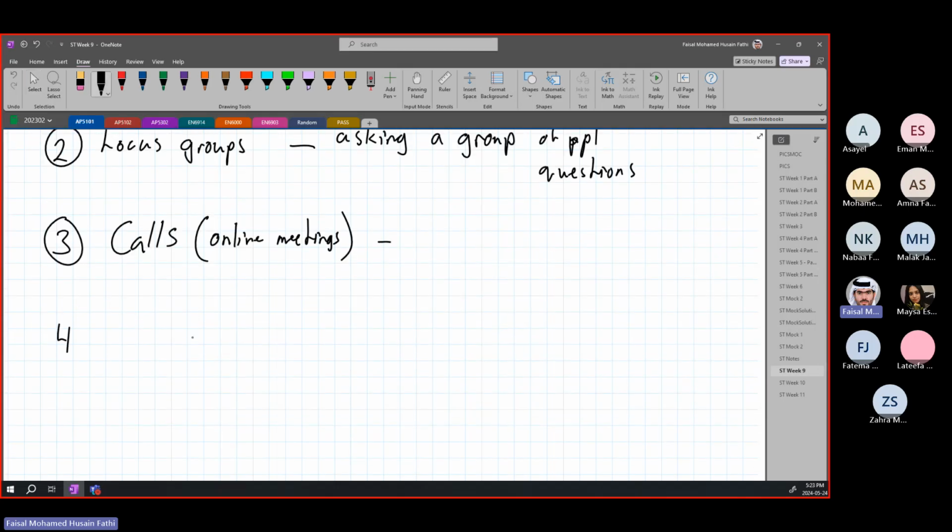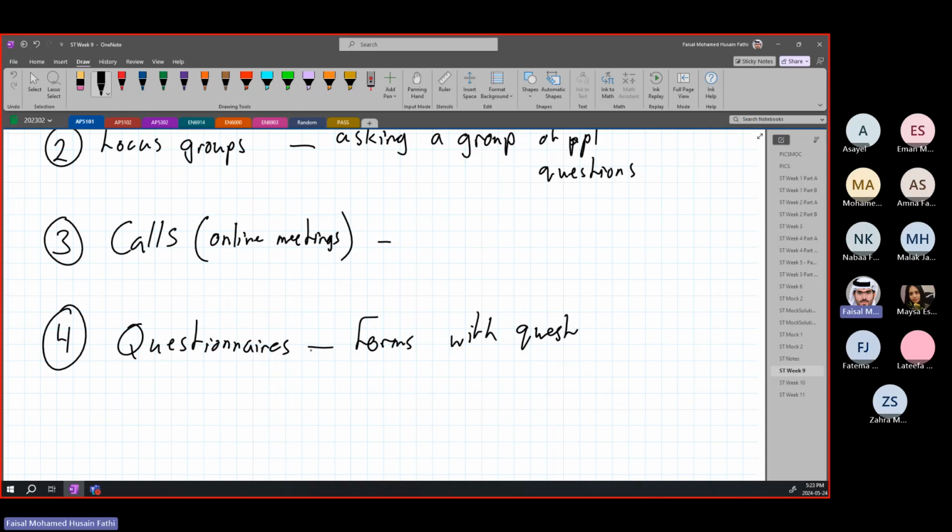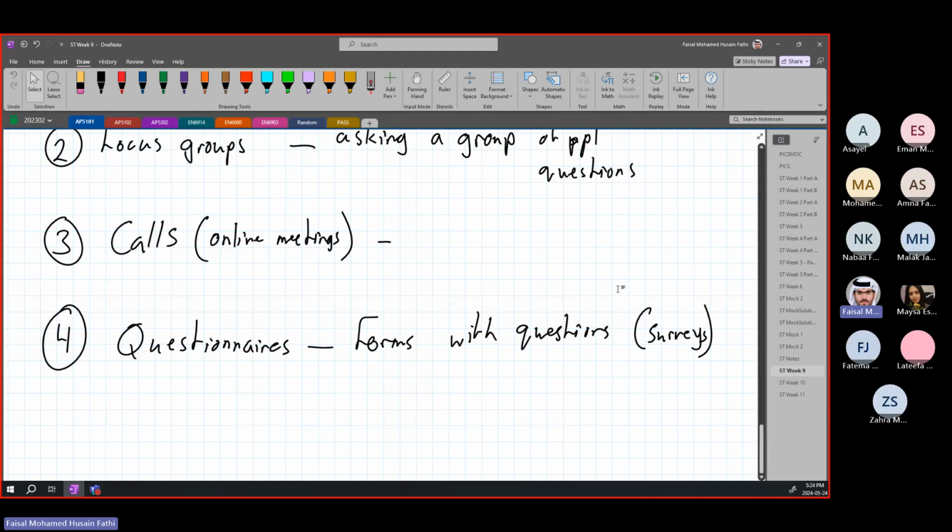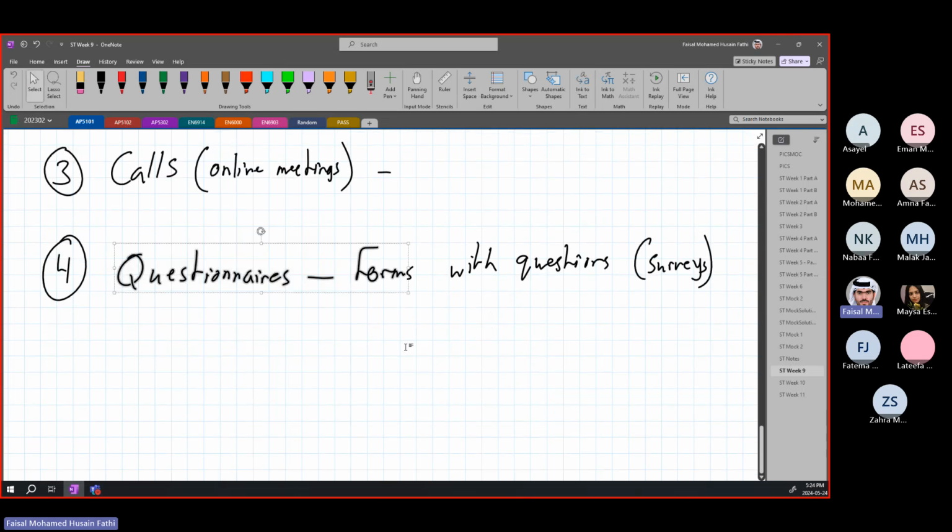And the most important method is using questionnaires. Questionnaires are basically forms with questions on them. Sometimes you can look at them as surveys. Questionnaires are just a form of survey, or surveys, I should say, are a form of using questionnaires to get the type of data that you want, based on questions that you can distribute either online or by paper.